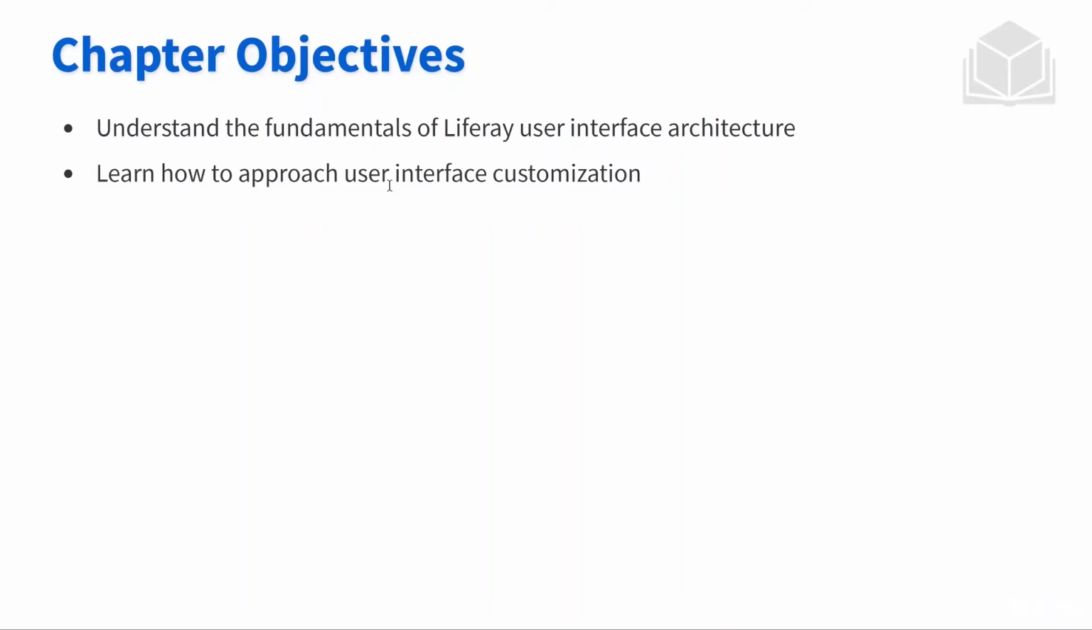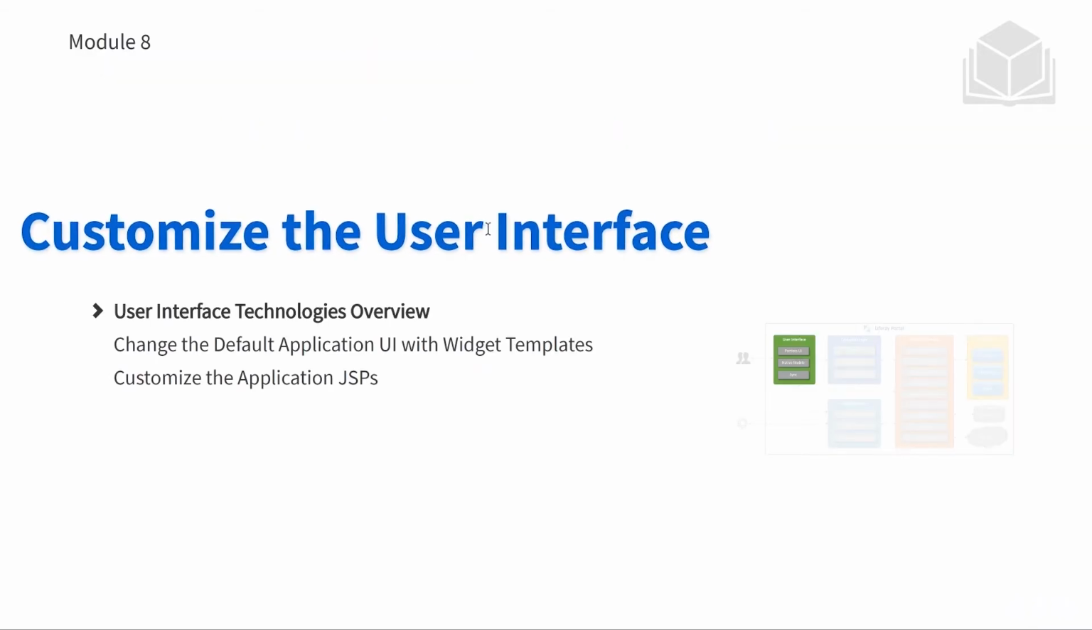Today we're going to be on Chapter 8. This is going to be customizing the user interface. So today's chapter objectives are going to be understanding the fundamentals of Liferay user interface architecture and learning how to approach user interface customization. We're going to start with customizing the user interface. Some of the subtopics that we'll be talking about are a user interface technologies overview, changing the default application UI with widget templates, and customizing the application JSPs.